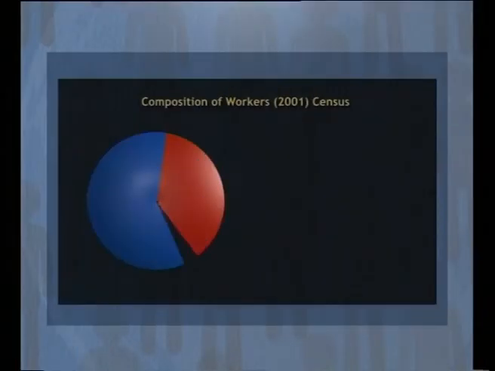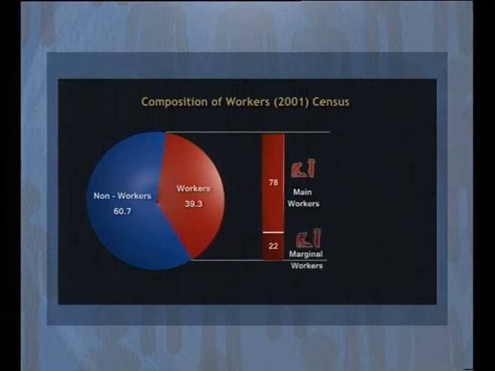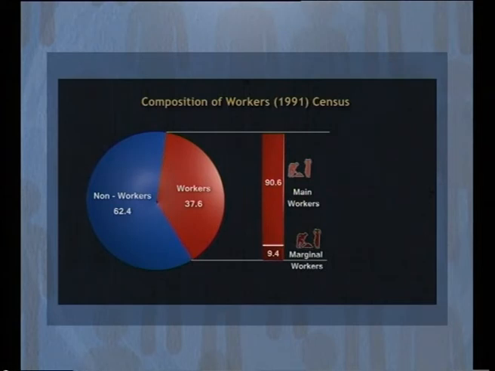According to 2001 census, the total number of workers in 1991 was 37.6%, but it has increased to 39.3% in 2001. Out of this, 78% were main workers and 22% were marginal workers in comparison to 90.6% and 9.4% respectively in the year 1991. It's clear that during 90s there was increase in the number of casual workers.